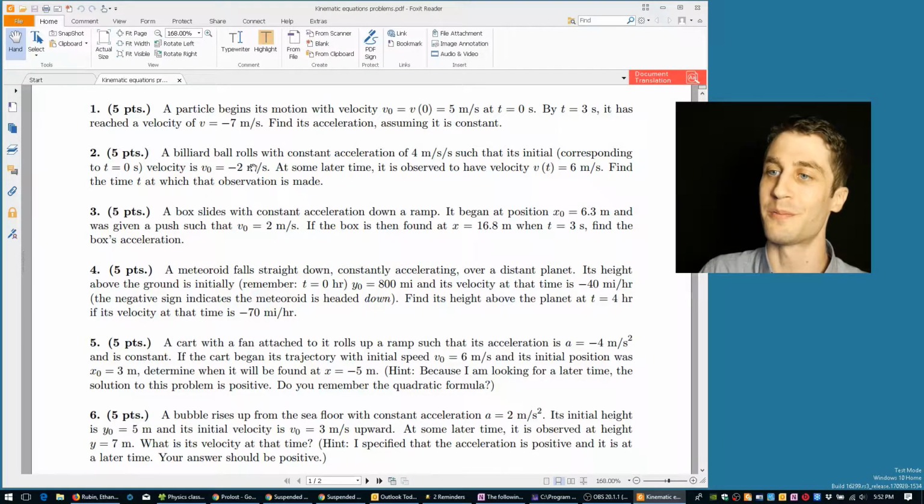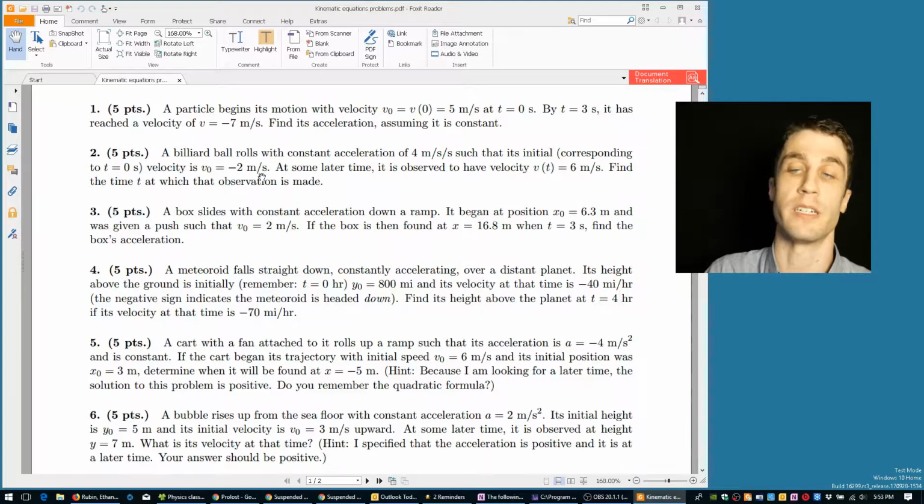Problem 2. A billiard ball rolls with constant acceleration of 4 meters per second squared, such that its initial velocity, corresponding to t equals 0 seconds, is v naught equals negative 2 meters per second. At some later time, it is observed to have velocity v of t equals 6 meters per second. Find the time t at which that observation was made.